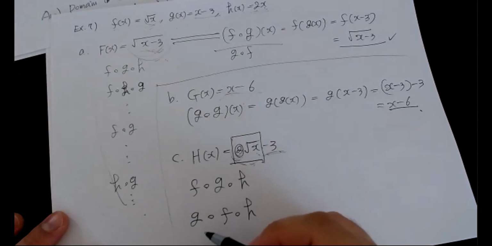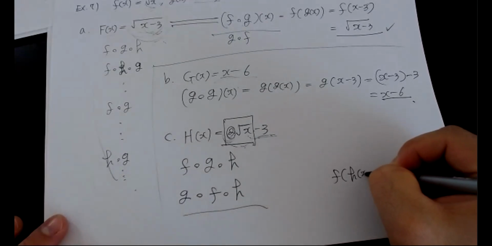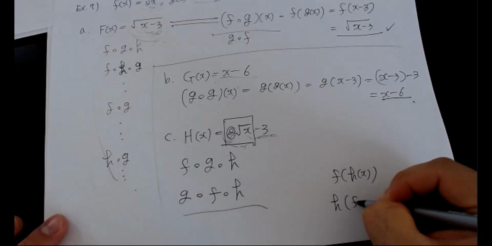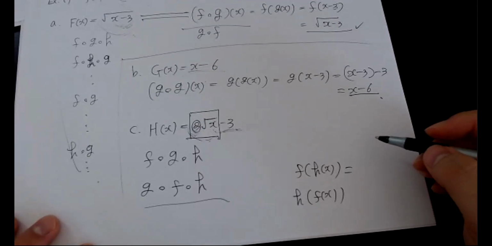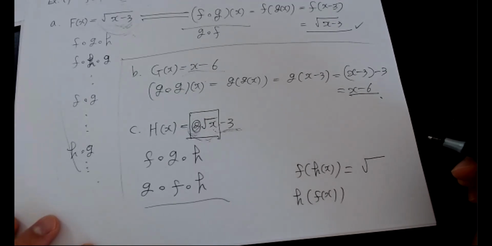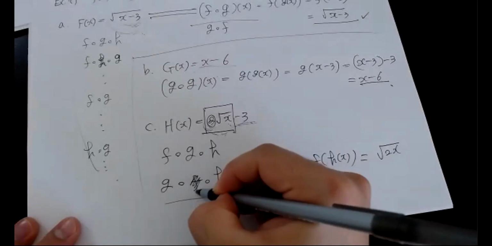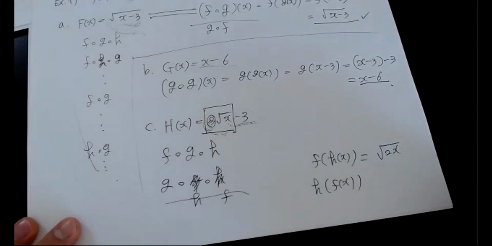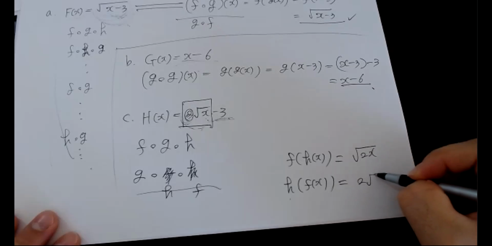Or if you're confused about how we got this, think about this: f of h of x and h of f of x. f of h of x is the square root of what? The 2 times x, right? Oh, sorry, this should be h. This should be f. Typo. So h of f is what? This is just 2 times square root of x.